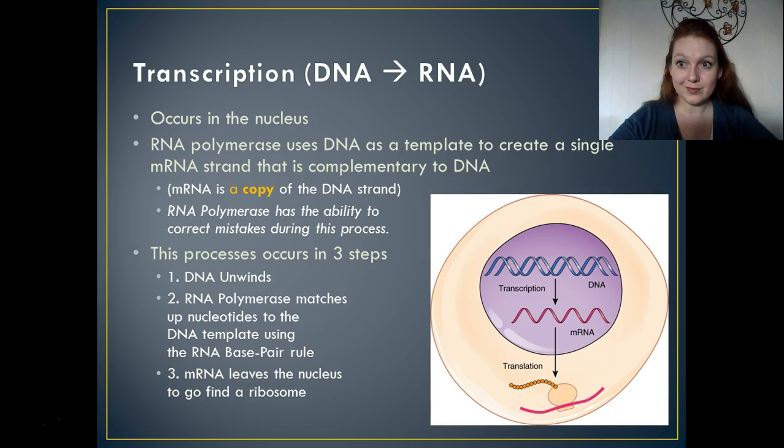And it is possible right here that mistakes can be made, but if so, RNA polymerase has the ability to correct this mistake during this process. So the process occurs in 3 very distinct steps. First, the DNA has to unwind. You can't get to that code, you can't get to those nucleotides unless it is unwound from its double helix. At that point, RNA polymerase is going to match up to the nucleotides using DNA as a template, and then using those proper base pair rules, it's going to build that mRNA strand.